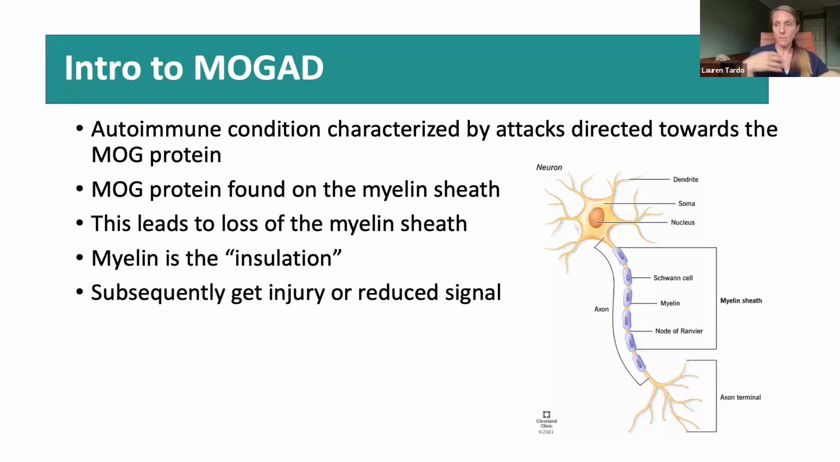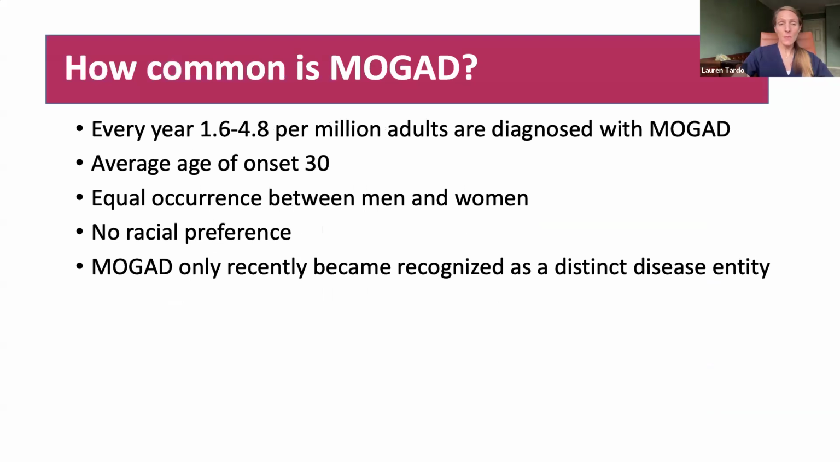The extremity brain to optic nerve and transmit signals back and forth. And so over time with that attack, we get injury to that nerve or reduced signal going up and down it. How common is MOGAD?